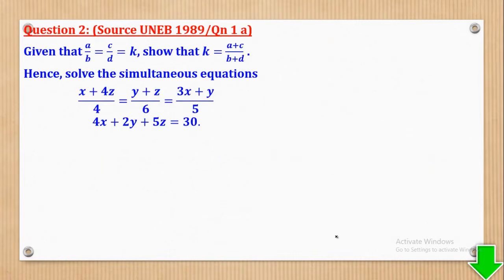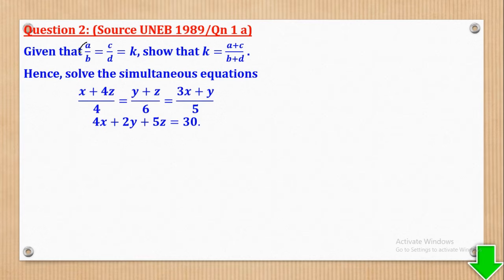So the only unique part is in the substitution method, because in the substitution method we are going to add in something unique, as we shall see in this question. So question 2 came from UNEB 1989, paper 1, question 1a, and it says, given that A over B is equal to C over D is equal to K, show that K is equal to A plus C over B plus D, and hence solve the simultaneous equations, these ones. So in substitution, this is where the uniqueness comes in, because here we have 2 equal signs. So how do we deal with that?